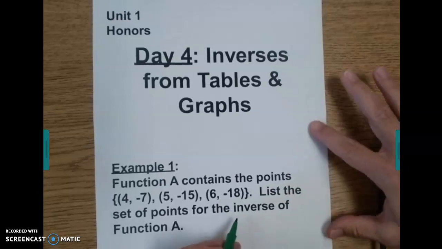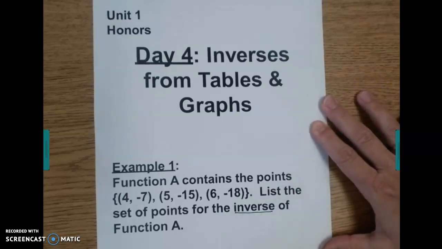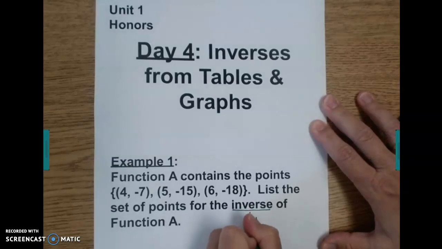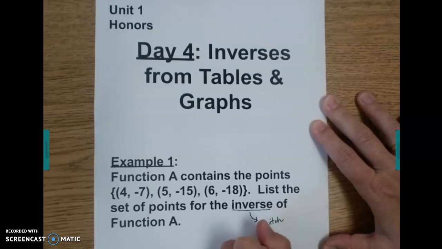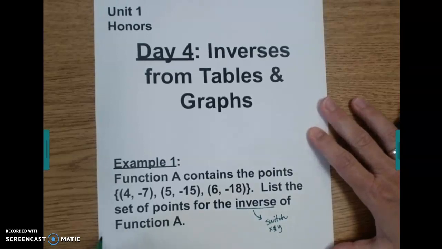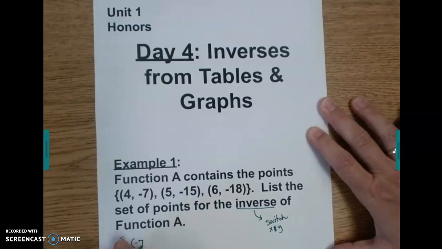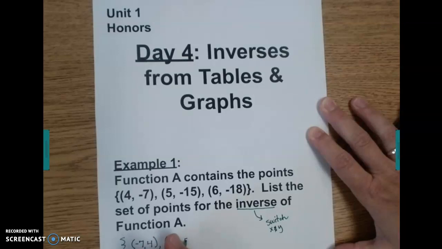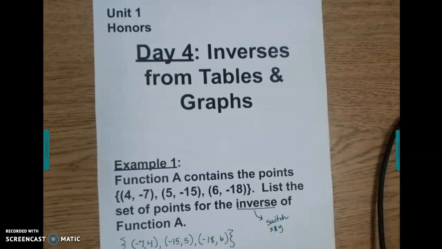If you remember from yesterday, to find the inverse from that table in your first example, we're going to switch x and y. So basically we will rewrite this. Instead of (4, -7), you're going to write (-7, 4), (-15, 5), (-18, 6). And that's listing the set of points for the inverse of this function.